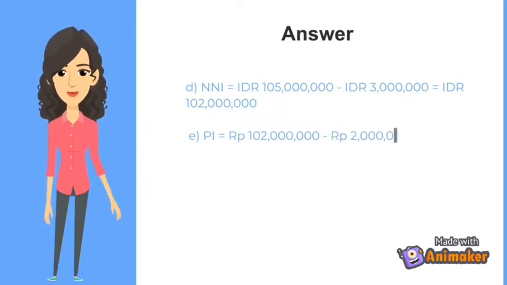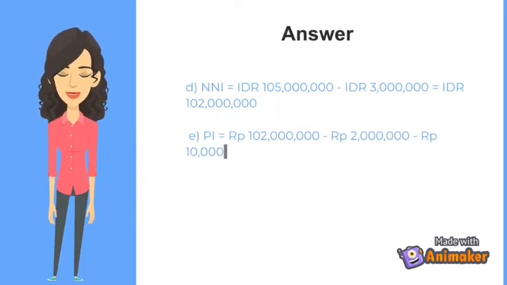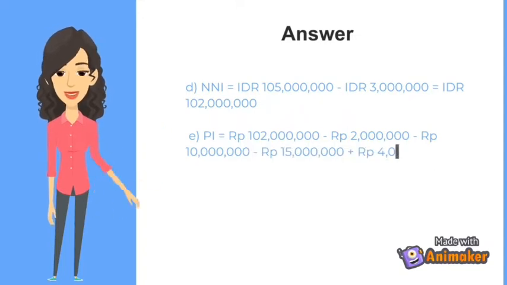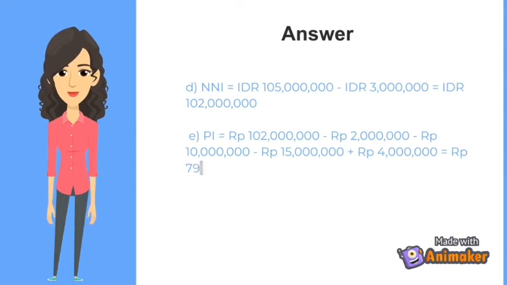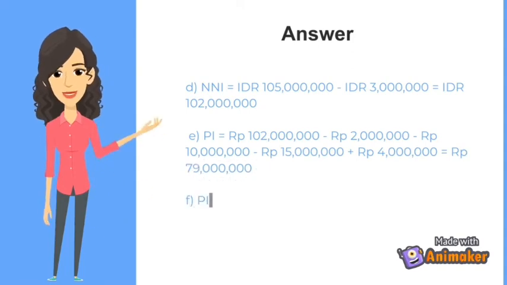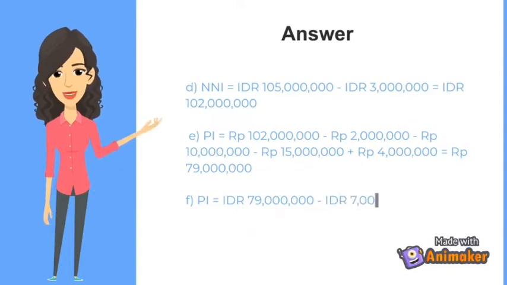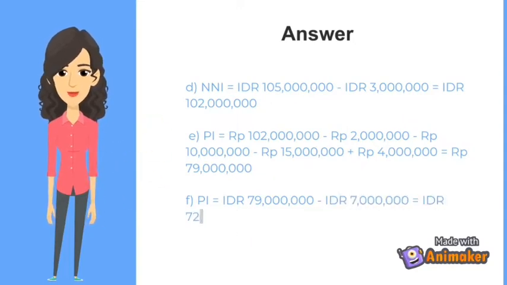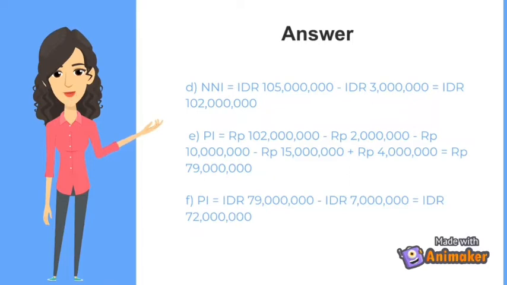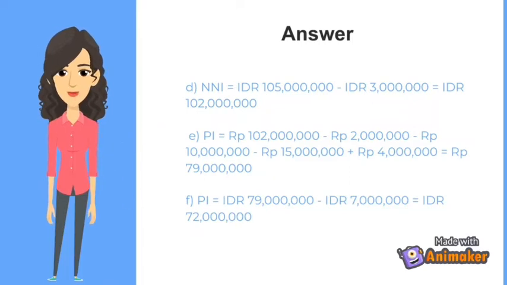E. PI equals Rp 102 million minus Rp 2 million minus Rp 10 million minus Rp 15 million plus Rp 4 million equals Rp 79 million. F. DI equals 79 million Indonesian rupiahs minus 7 million Indonesian rupiahs equals 72 million Indonesian rupiahs.